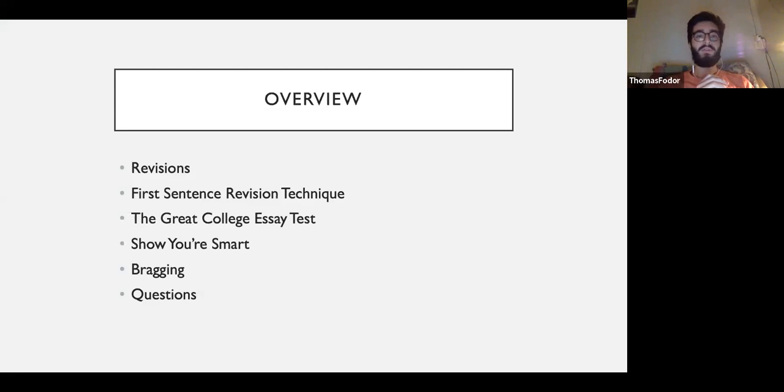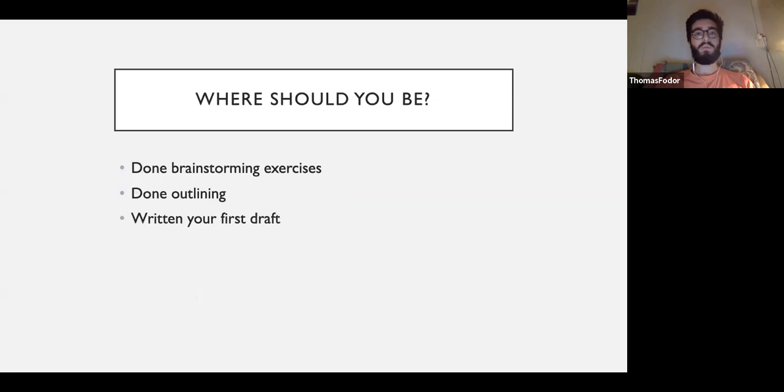We're going to look at how you can show you're smart in your essay in a very humble way, or a way that actually makes sense and brings that across in an effective way. But also we're going to talk about how you can showcase your achievements in an effective way as well. So with that in mind, we can get right into it.